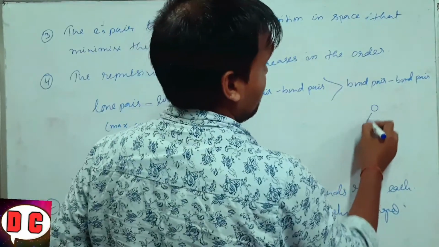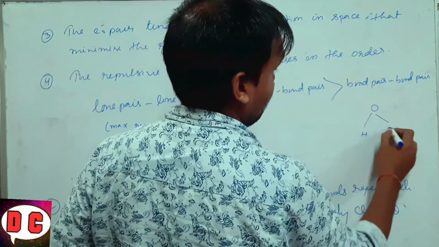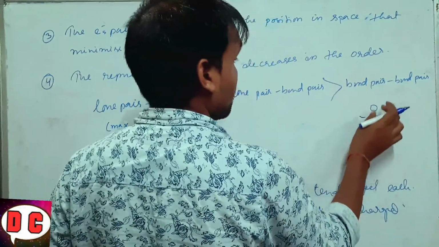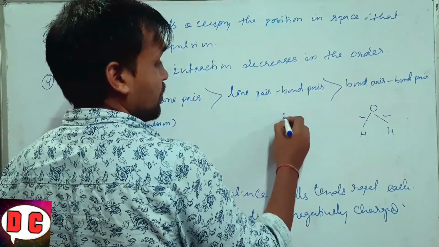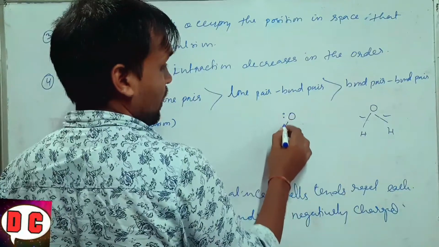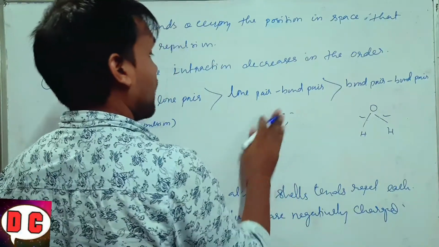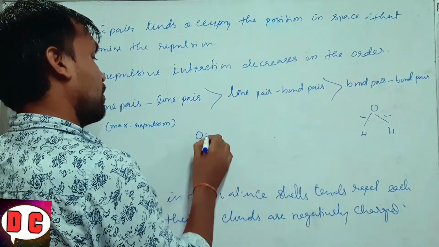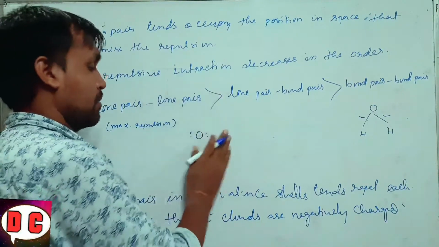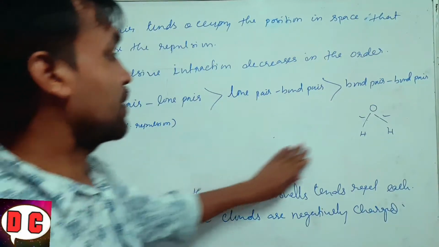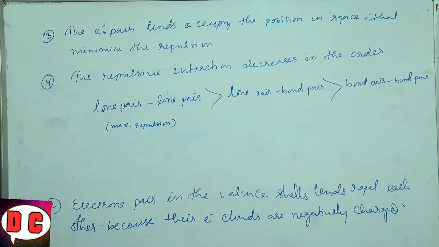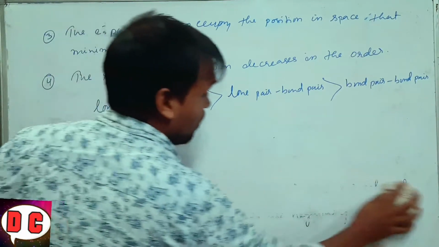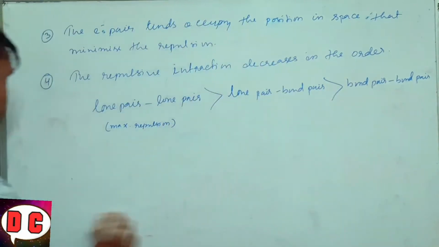For example, this is a bond pair and this is a bond pair. This is one bond, this is one bond, so the repulsions between the bonds will be less. The repulsions between, suppose, a bond and a lone pair will be a little more, and the repulsions between the lone pair and the lone pair will be maximum. Got it? So this order is very, very important. You should remember it. Now next I am going to give you the last postulate.